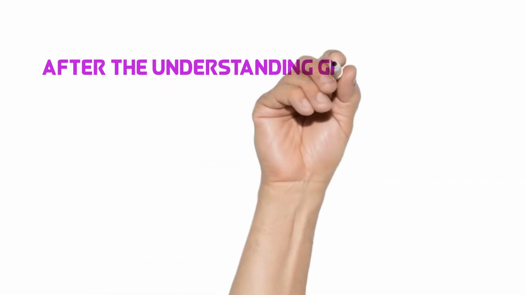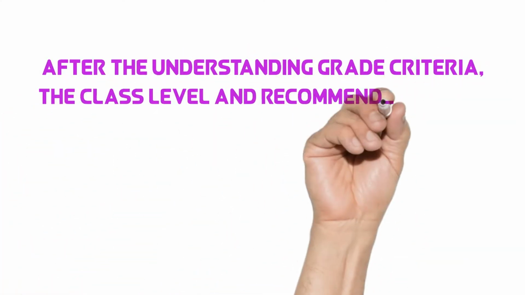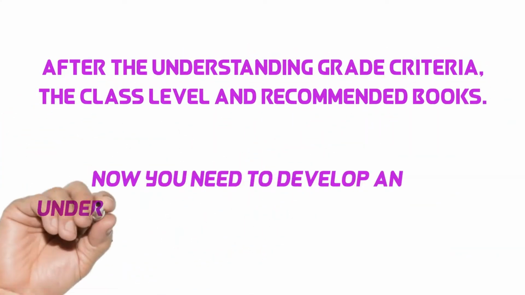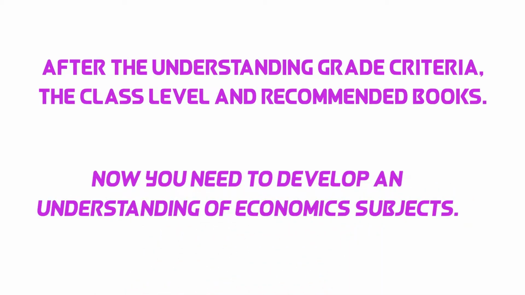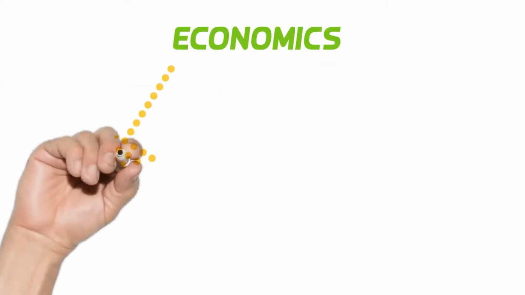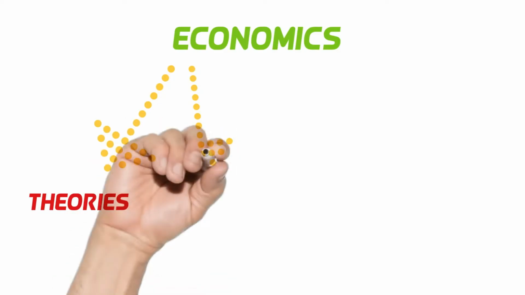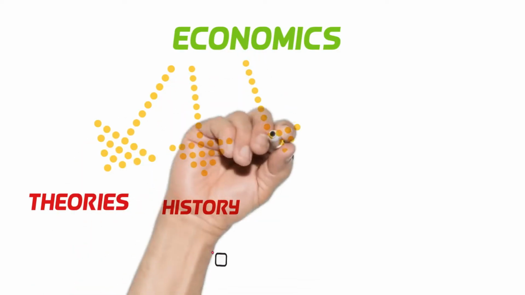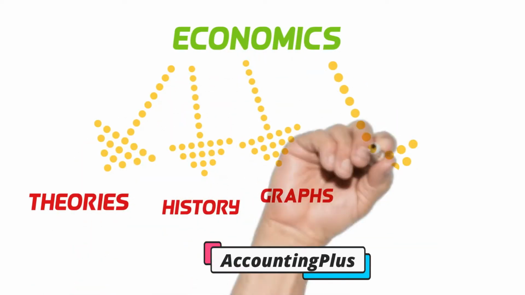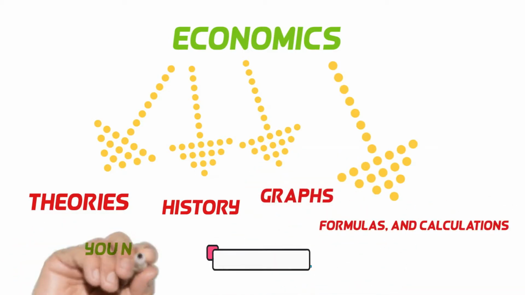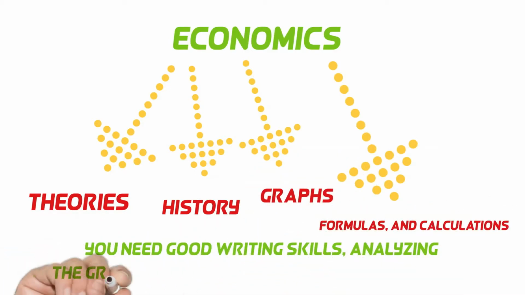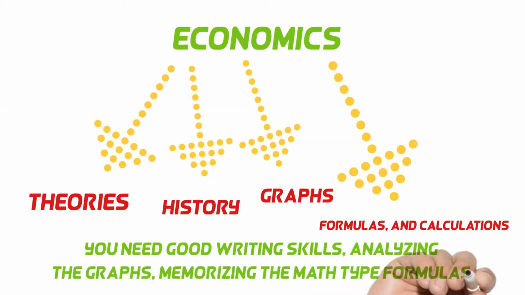After understanding the grade criteria, the class level and recommended books, now you need to develop an understanding of the economics subject. Economics is a combination of theories, history, graphs, formulas, and calculations. It means to get A+ in economics, you need good writing skills, the ability to analyze graphs, memorize math-type formulas, and also be good at basic math-type calculations.